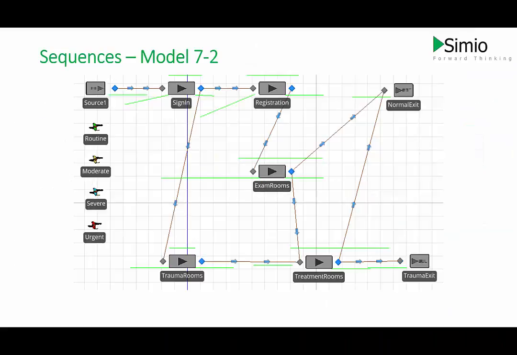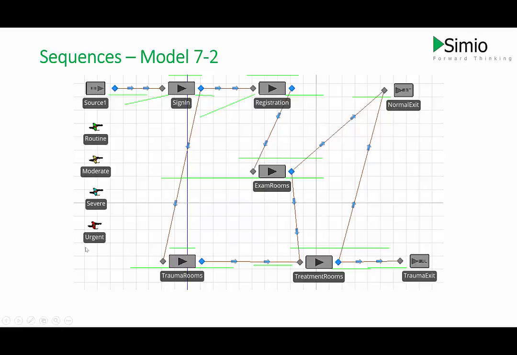The next sequence example is Model 7.2 from the Simio and Simulation textbook, which is a modified version of the emergency department model. In the emergency department model 7.1 from the previous videos, we modeled the clinic as a single server. In this case, we're going to expand that so that we have a sign-in area, a registration area, and then trauma rooms, exam rooms, treatment rooms.